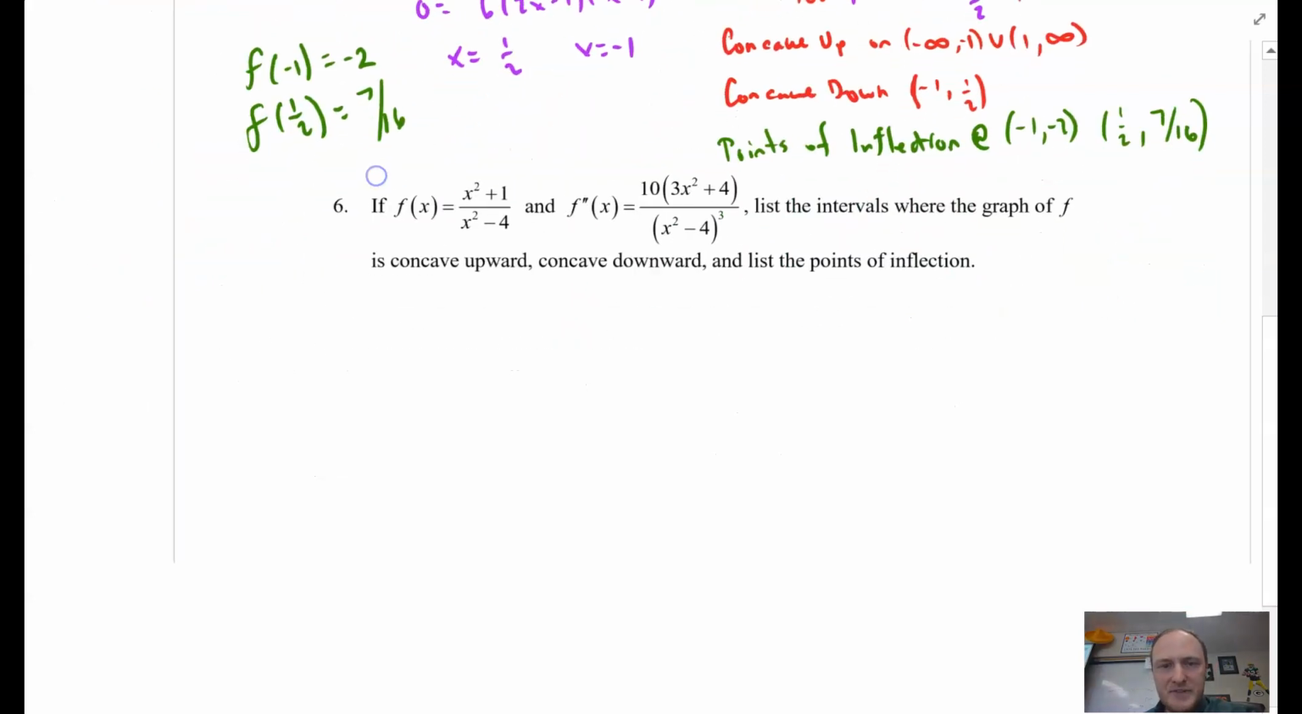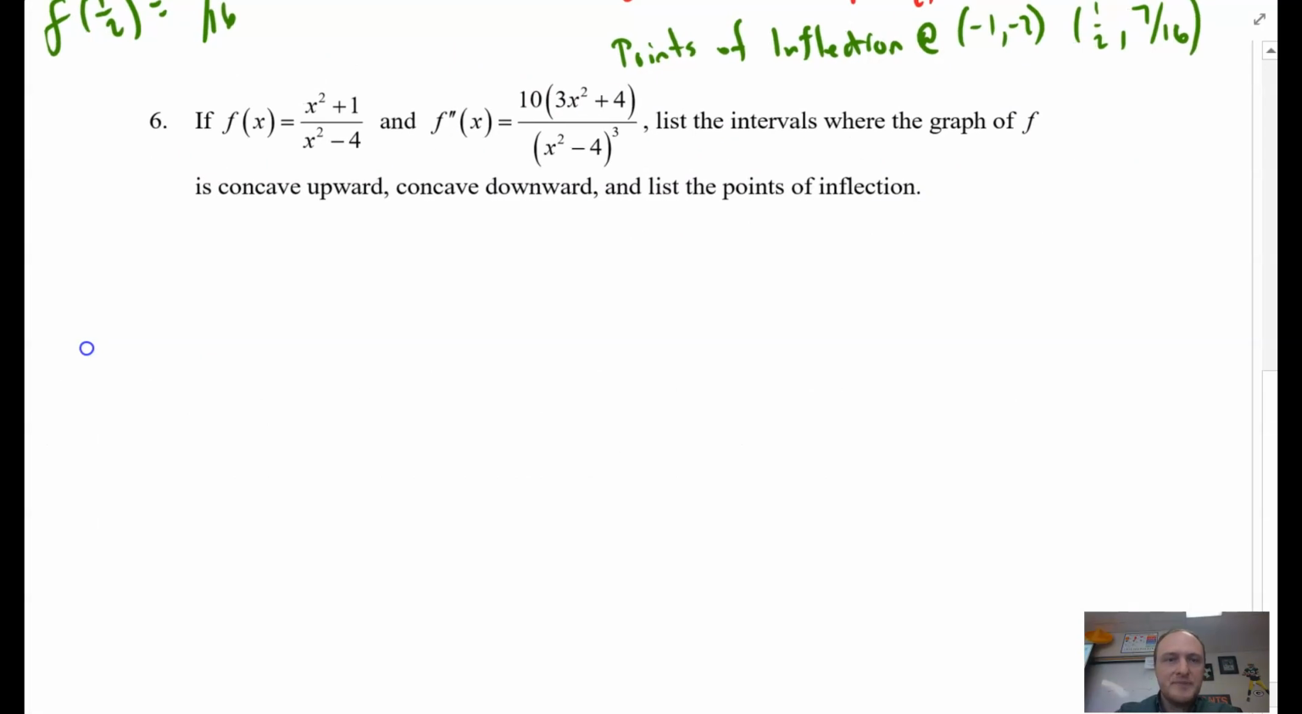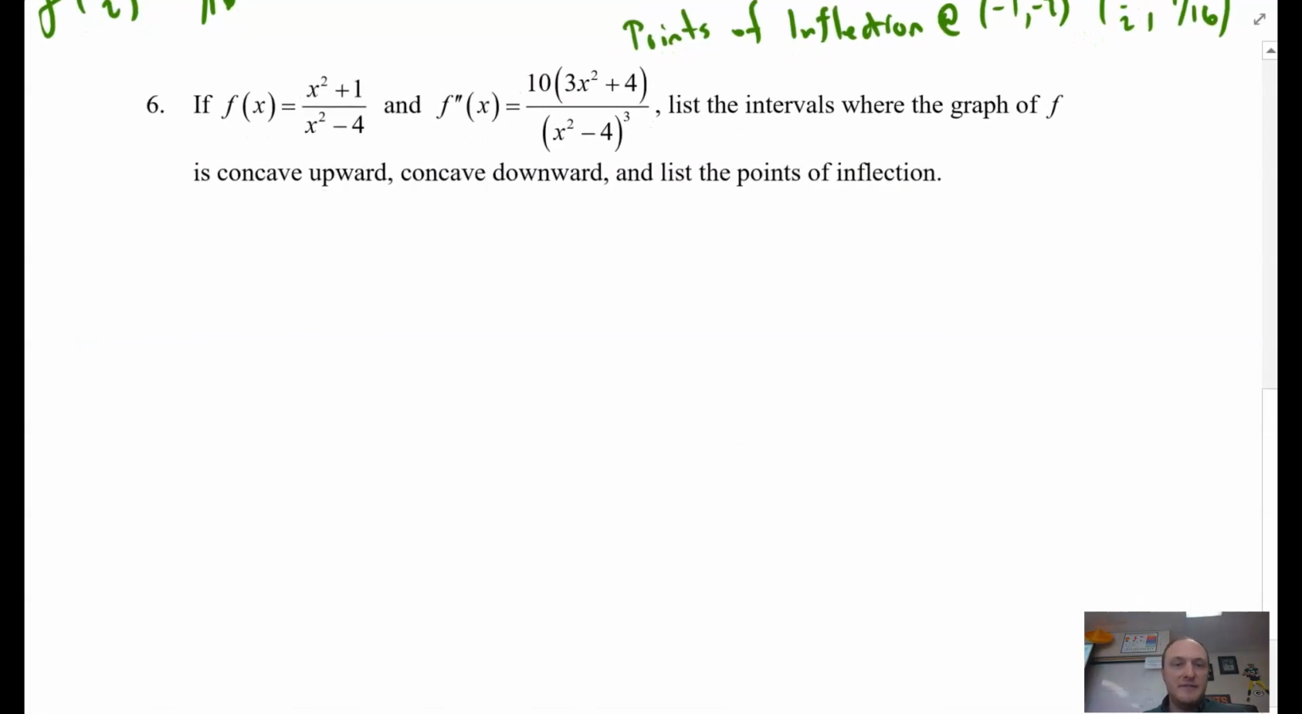All right. Let's go ahead and look at a second example here. It says if f of x and f double prime of x are these functions, list the intervals.